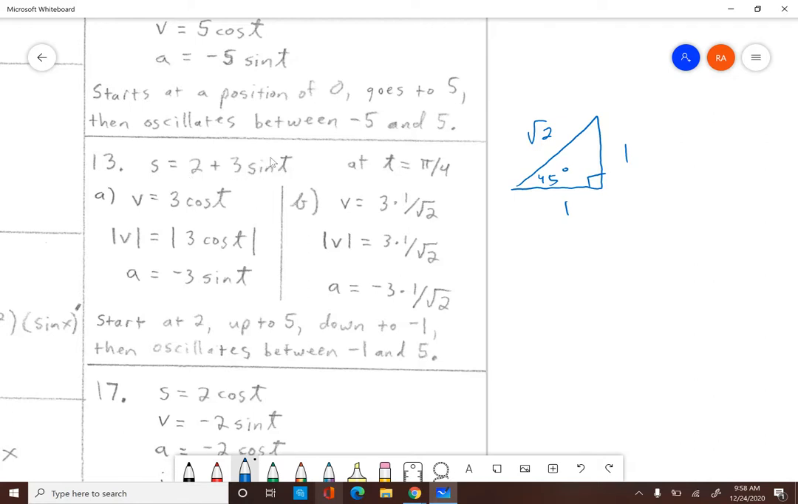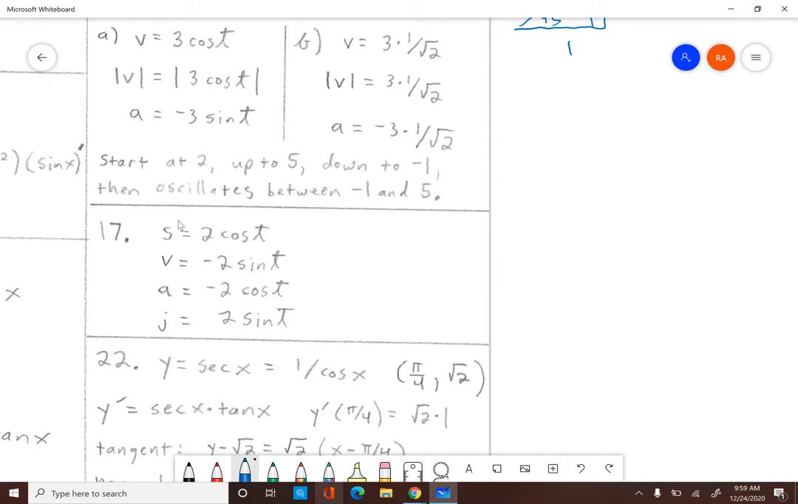At pi, sine is back to 0, so you're back to the 2 position value. And then when sine of 3 pi over 2 is equal to negative 1, you're going to subtract a 3, bringing you to a position of 2 minus 3, which is minus 1. And then sine of 2 pi is 0 again, so you're back to the position of 2. So again, really the only thing a sine function can do is equal 0, 1, 0, negative 1, 0, 1. So this position is going to start at 2, and then go up to 5, and then go back to 2, and then negative 1, and then back to 2. And it's going to oscillate and keep doing that forever and ever in both directions. So that's 13.